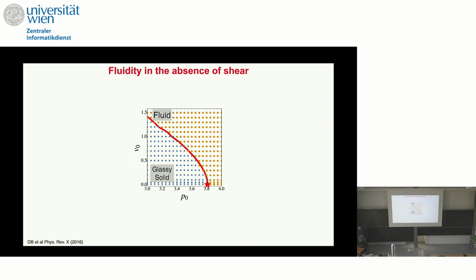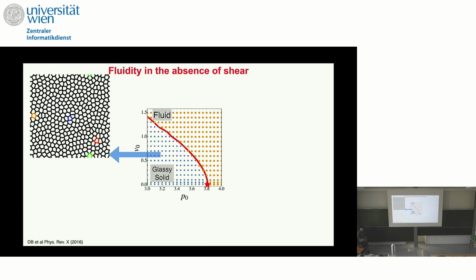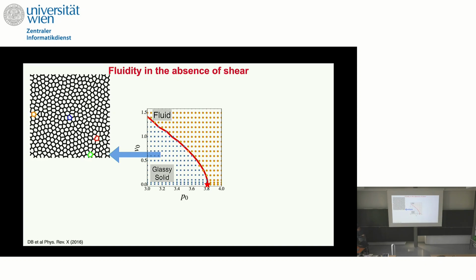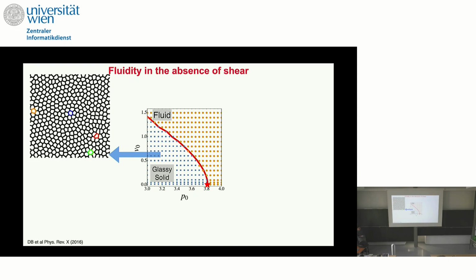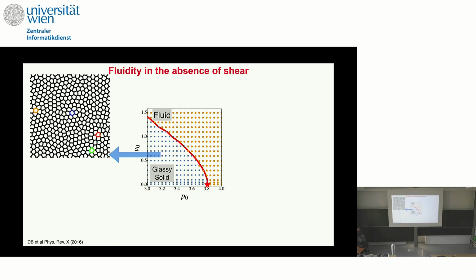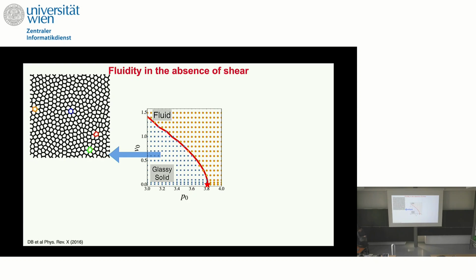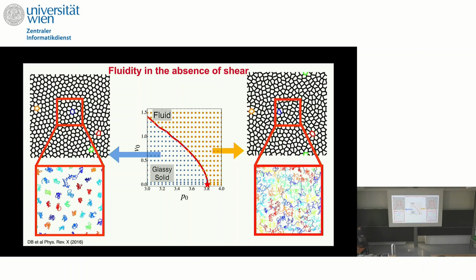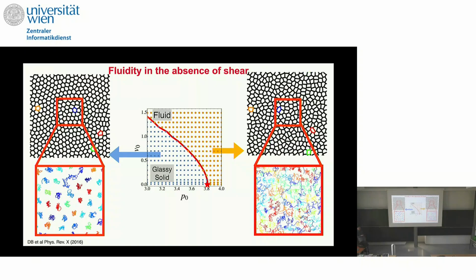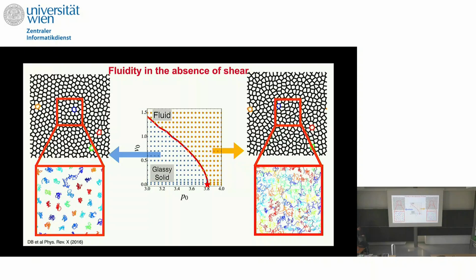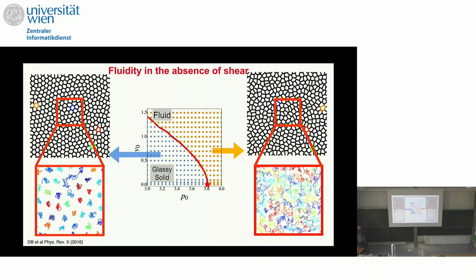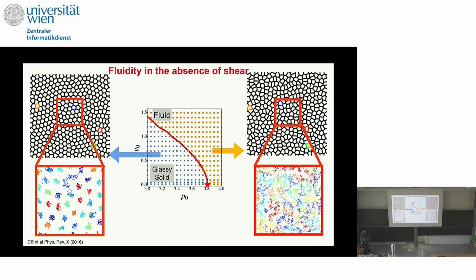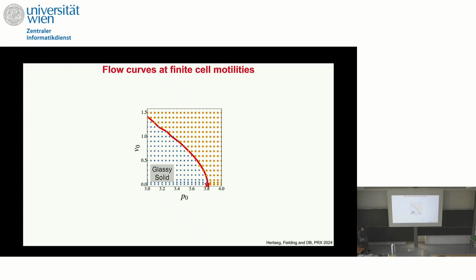I'll just recap by saying that if you don't have any driving, if you're not shearing the model at all, we worked out a version of this model using the Voronoi version, and here's what the phase diagram would look like. As a function of the driving V0 and P0, there's a glassy solid phase and there's a liquid phase. You can use the typical ways to characterize what's a solid and fluid in terms of diffusion. And you would see that there's a phase boundary which comes down at the point of 3.8, which is the zero motility limit of the vertex model. Zero motility rigidity transition.